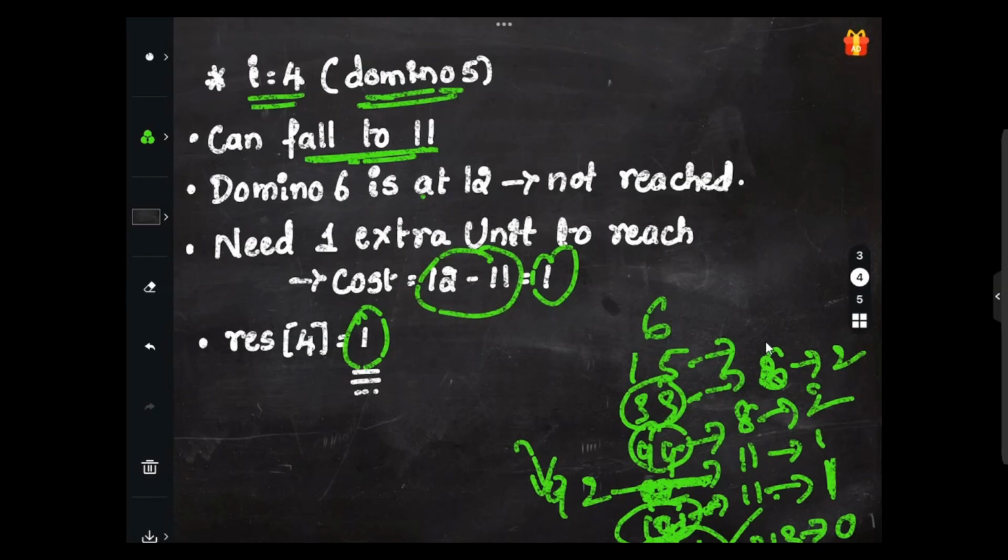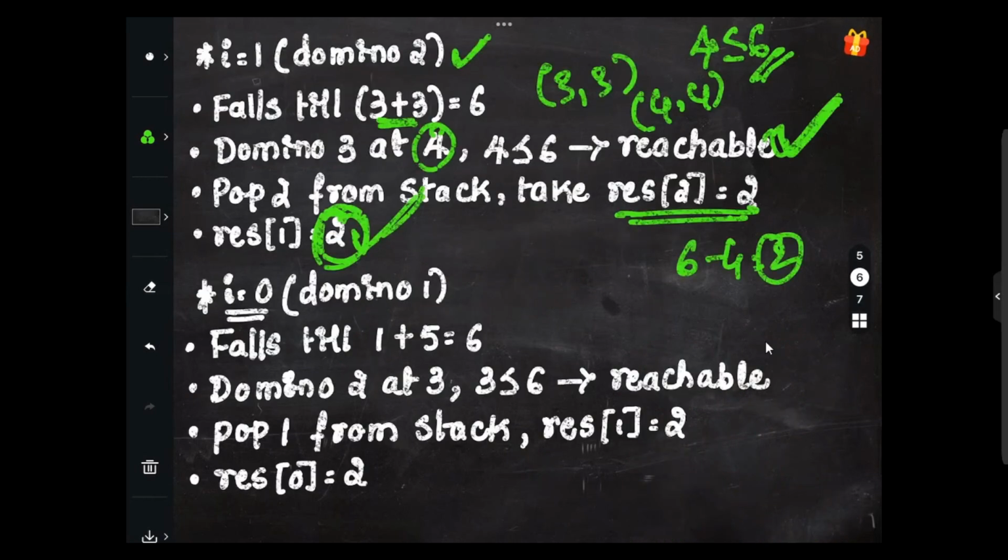So this one again, 5 plus 1 we have 6. Let's see what value we get for this one, right? So i equals 0, nothing but the first domino, the last one, as we are going with the reverse iteration here. So this falls with 1 and 5, right? So this falls for 6. At the domino 2 we have 3 comma 3, the first value is 3 here. So domino 2 has 3, and the sum is 6.